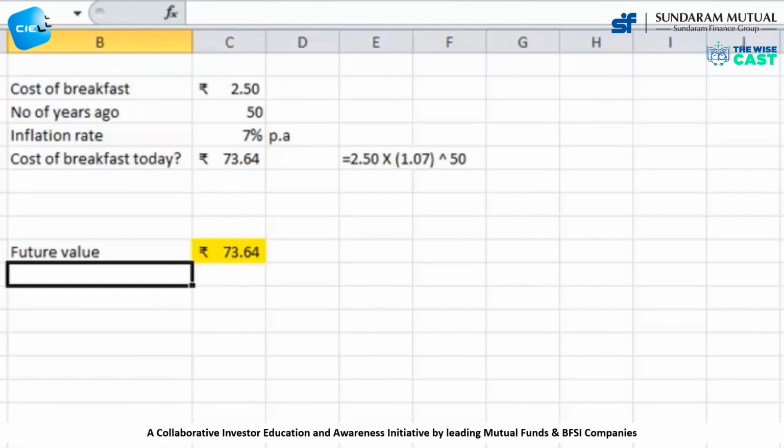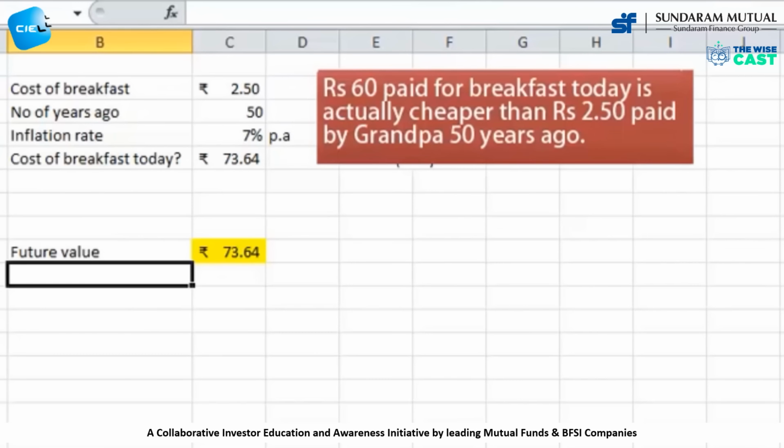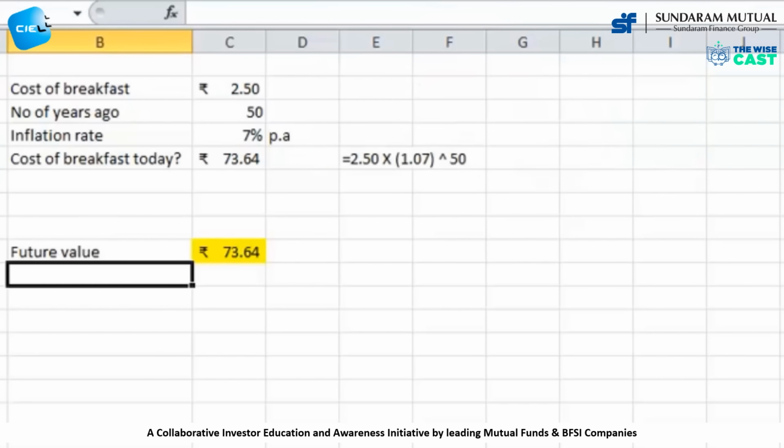If you paid 60 rupees for your breakfast today, you are actually better off than grandpa's 2 rupees 50 paise breakfast 50 years ago, as it is 73 rupees in today's terms. Before being taken in by plain numbers that are simply not comparable, do some financial math.